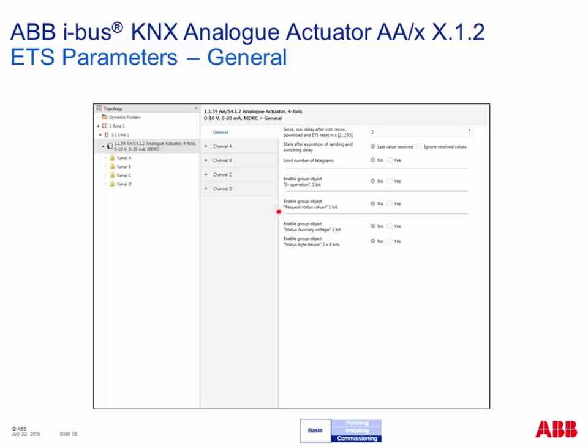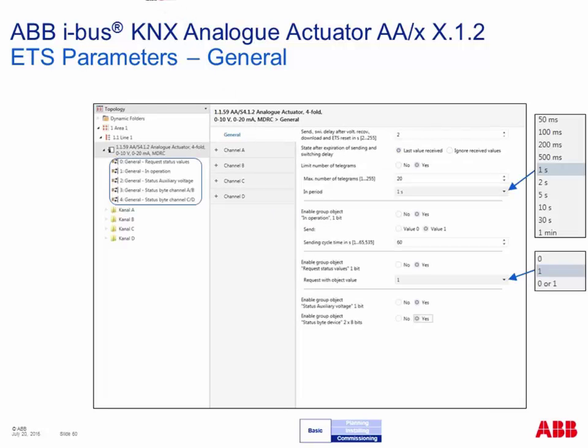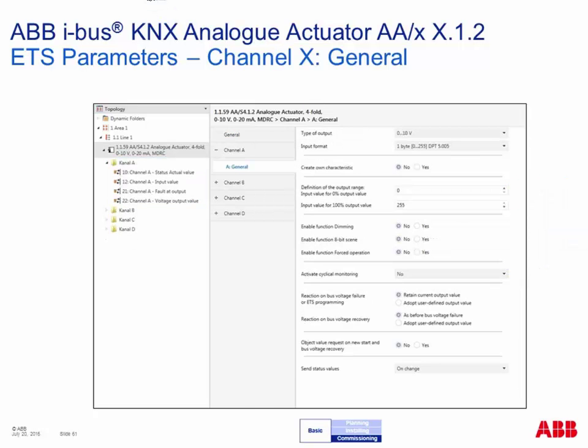Such things, or to enable the group object for request, the status values. Yeah, this is possible here. So then you can also change here, for example, the number of telegrams, for example, between 50 milliseconds and 1 minute is possible, yeah, or for requesting the status value with a zero or with a one, yeah, this is possible.